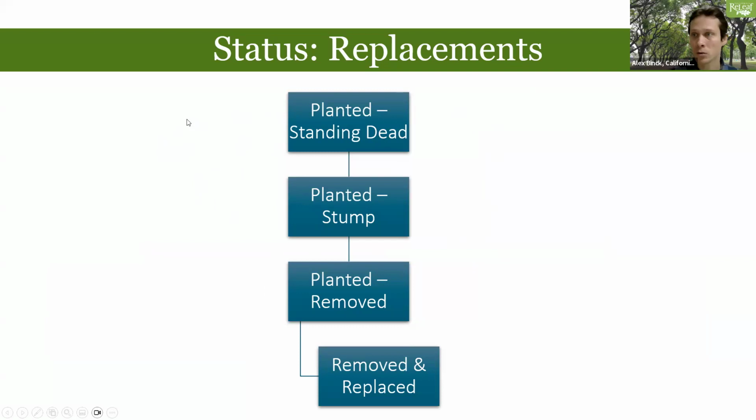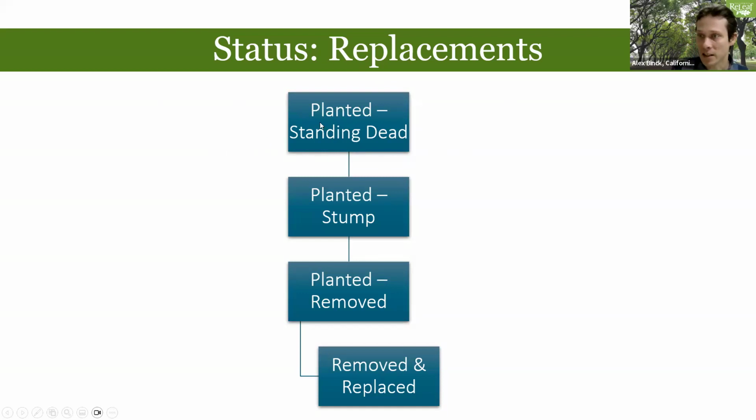Then we have replacements. So this is a situation again where a tree has died, and you discover it, either someone reports it to you or you go out in the field and you notice it. So your tree might start at planted, standing dead. Again, all these statuses that say planted should only be used, of course, when the tree's actually been planted. So if it's in the pot and it dies, it would not be standing dead, if that makes sense.